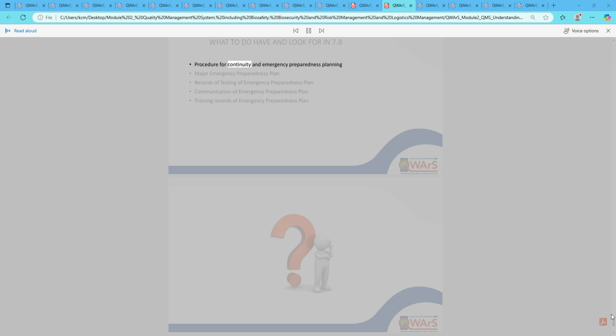Procedure for Continuity and Emergency Preparedness Planning, Major Emergency Preparedness Plan, Records of Testing of Emergency Preparedness Plan, Communication of Emergency Preparedness Plan, Training Records of Emergency Preparedness Plan.